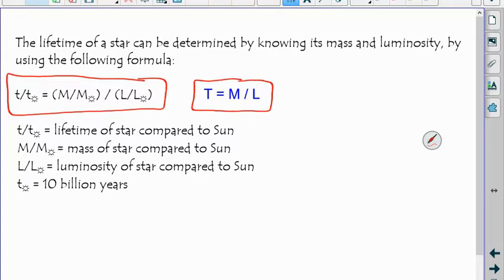Okay. So again, the way it's written out, it says the lifetime of the star compared to the lifetime of the sun is equal to the mass of the star compared to the mass of the sun divided by the luminosity of the star compared to the luminosity of the sun, which sounds like a lot of work, but it all boils down to the lifetime is equal to the mass divided by the luminosity. So you kind of simplify it in that manner. And I'll come back to this in a minute. But basically, again, these just represent your ratio.